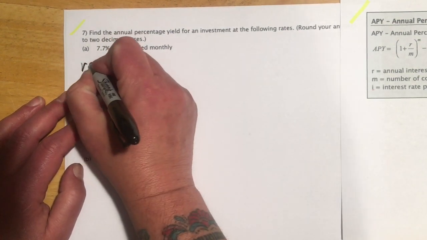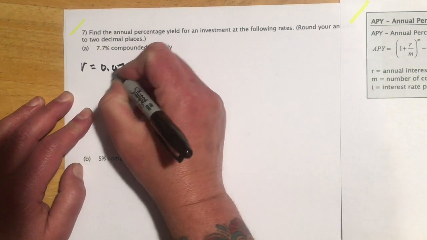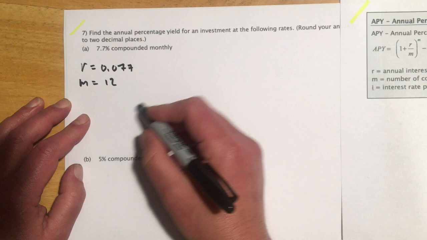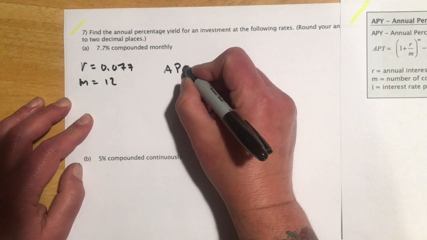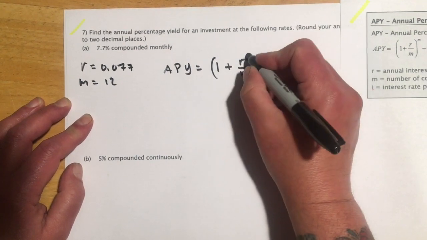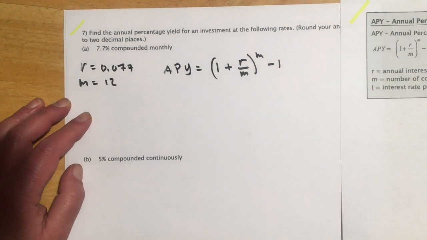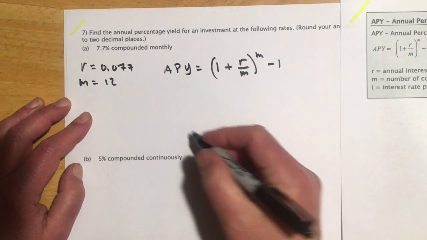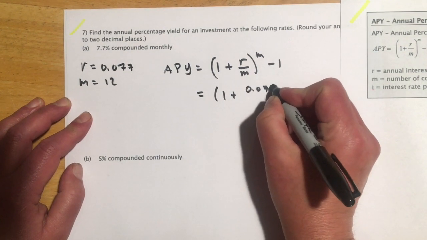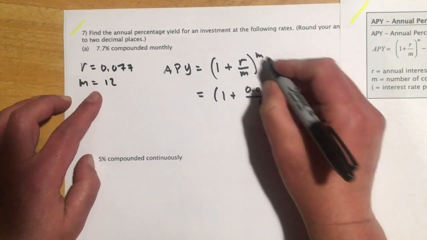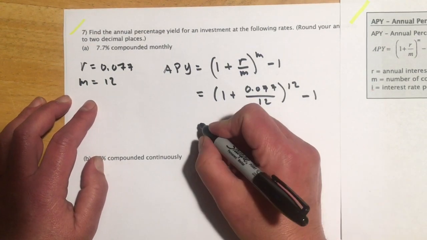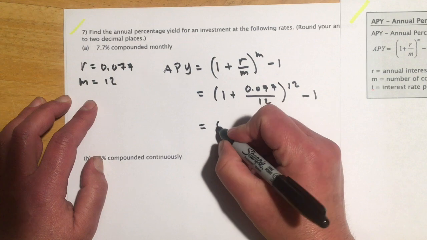For this first one, our rate is 0.077, and our M would be 12 because it was monthly, and we're looking for the APY. So APY equals 1 plus R over M to the M minus 1. And so we have kind of all of our little bits, so we'll just toss those in. So 1 plus 0.077 over 12 to the 12, and then minus 1. And then I just threw all that in a calculator. And so then here's the calculator answer.